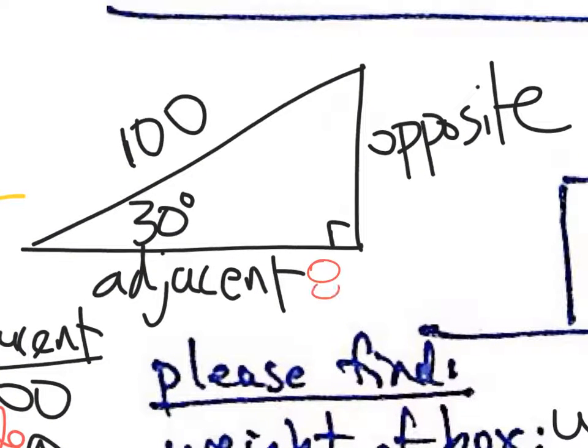It was 86.6 newtons to the side and 50 newtons up. Notice how these numbers do not add to 100. This is a Pythagorean theorem. A squared plus b squared will equal c squared.